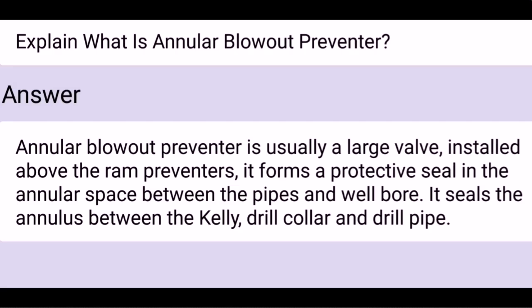Explain what is annular blowout preventer. Annular blowout preventer is usually a large valve installed above the ram preventers. It forms a protective seal in the annular space between the pipes and wellbore. It seals the annulus between the Kelly, drill collar, and drill pipe.